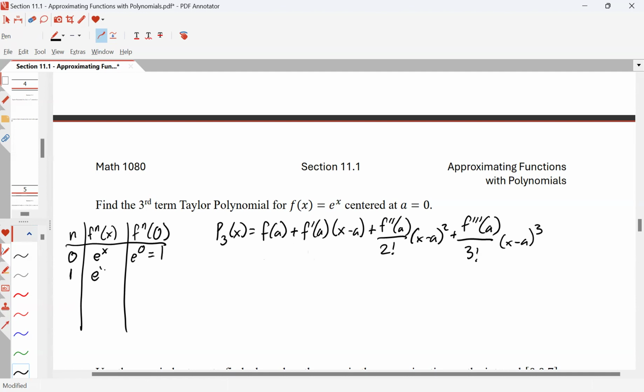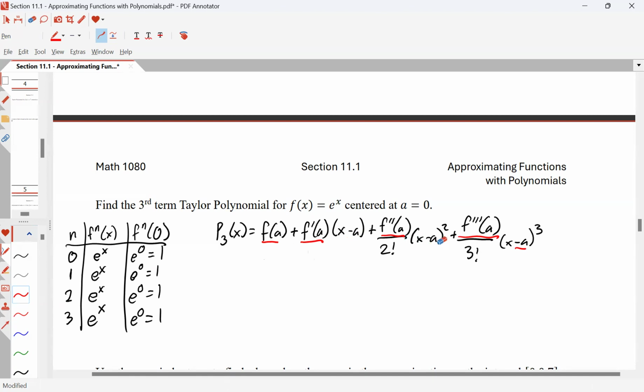Our first derivative of e to the x is e to the x, and e to the 0 is 1. The second derivative of e to the x is e to the x, and e to the 0 is 1. And the third derivative is e to the x, and e to the 0 is 1. And we could keep going. We could actually, with this, find the power series, but we just need the Taylor polynomial. So all of these functions and the derivatives are all 1, and a is 0.